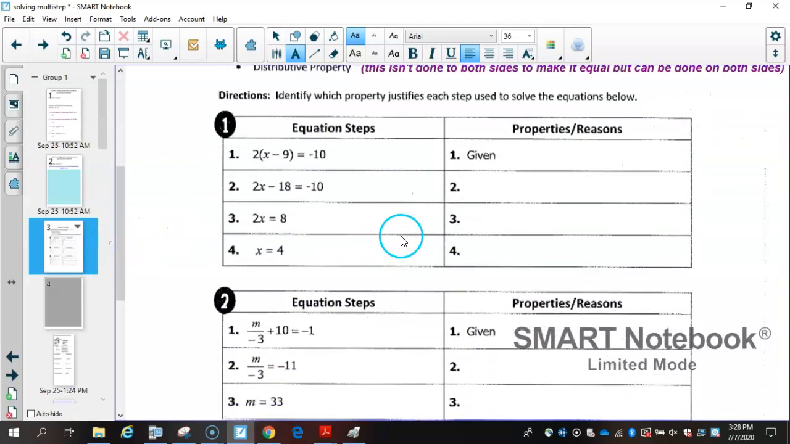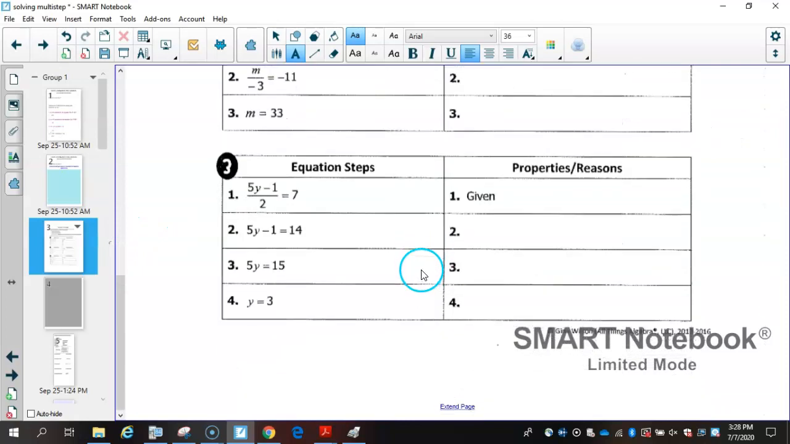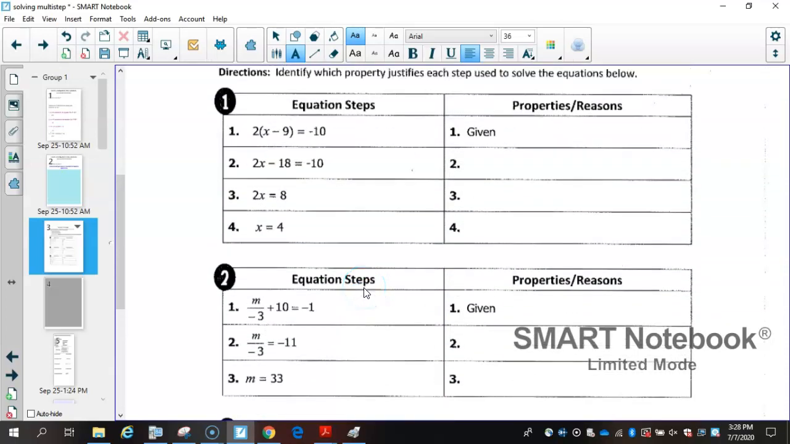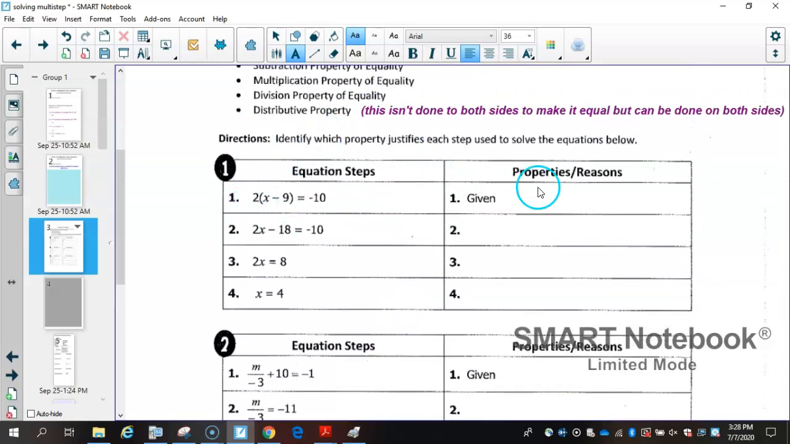I'm going to do one with you, and then I'm going to let you try 2 and 3 on your own. The answers will be posted on the answer key. So in this first one, this given, that's always. That's saying this is the equation, nothing's happened yet. In the second part, we're looking for what happened between step 1 and step 2.